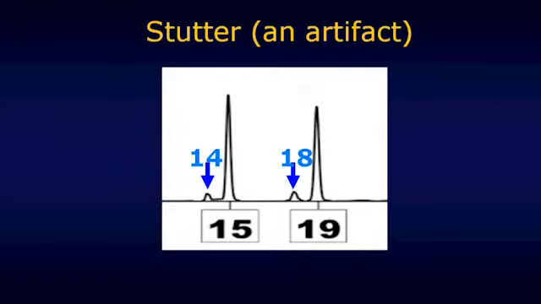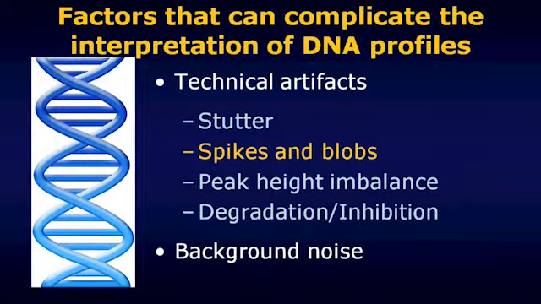So there's our first technical artifact, stutter. Very commonly encountered. In fact, it's unusual to find a peak on an electropherogram that doesn't have a stutter peak associated with it. Let's move on. Talk about another technical artifact.